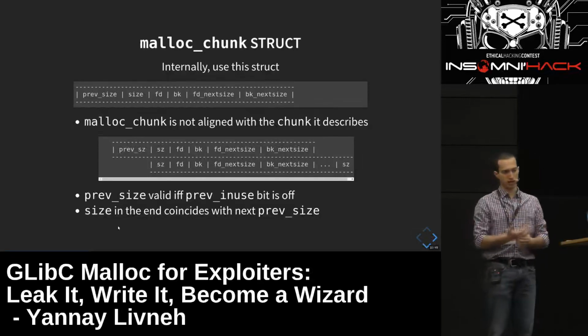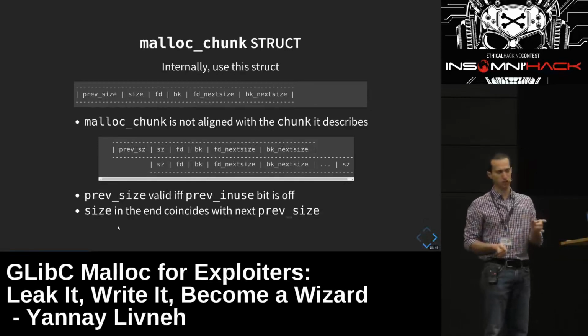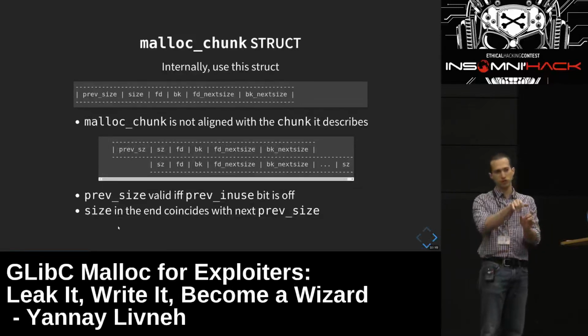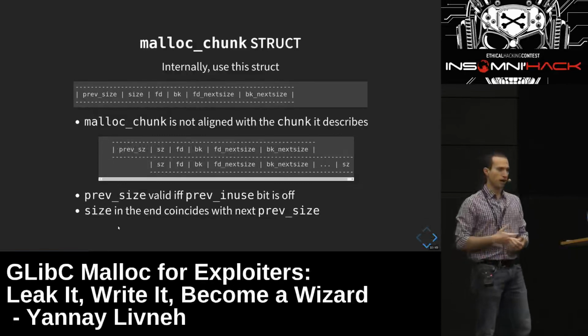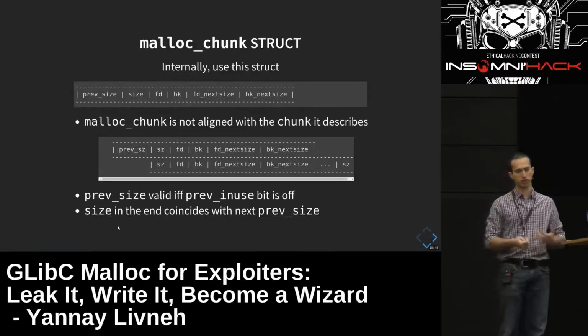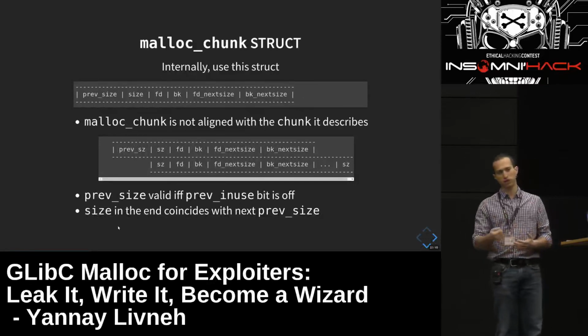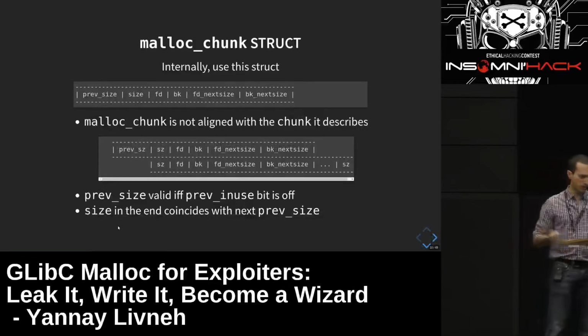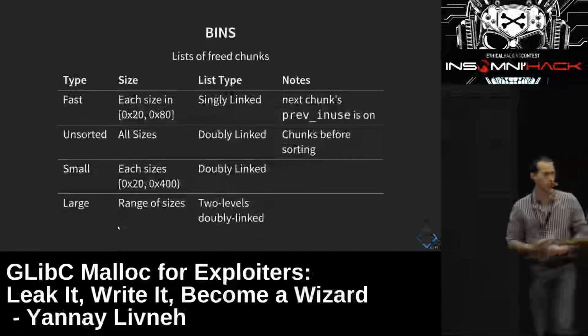When you free a chunk, the system writes the size of this chunk in the end of the chunk, which is basically assigning the previous size field of the next chunk, and it turns off the previous in-use bit. So this previous size field is valid, and you can read it. So if you want to know the size of the previous chunk, first you check the least significant bit in the size field. If it's off, you can read the previous size field and see the previous chunk's size. Okay, that was a lot.